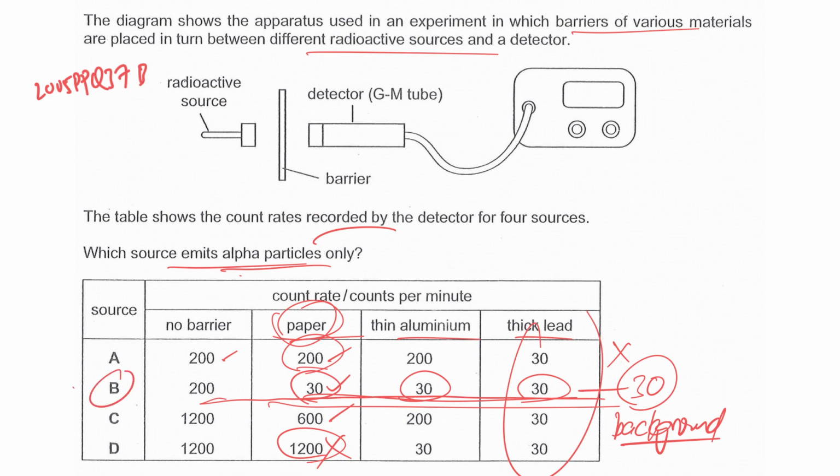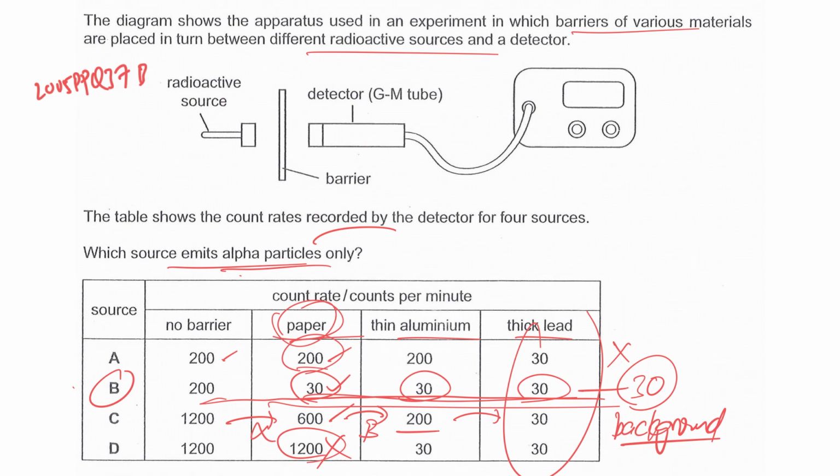All right. Let's go through C also. So there's a decrease in the count rate. That means there is an alpha particle that's present, but then after you put a thin aluminium, it reduces to 200. That means to say there are beta particles involved.